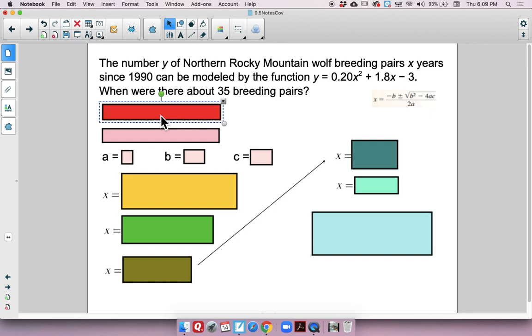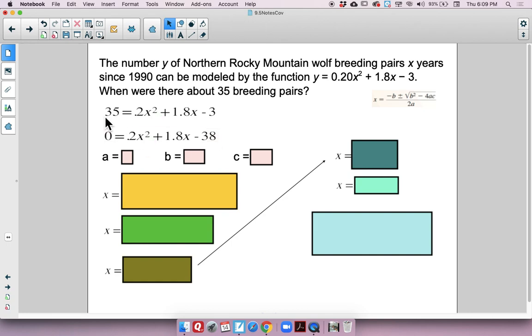So what are we going to do with that 35? Yeah, we're going to plug that in for y, right? Because y was the number of breeding pairs. So now what are we going to do? Put it in standard form. So what I did was I subtracted 35. Then it's in standard form. It's okay that it's over on the right side and the zero's on the left. If that bothers you, you can change the sides and then plug in. So go for it. So A is 0.2, B is 1.8, C is negative 38.